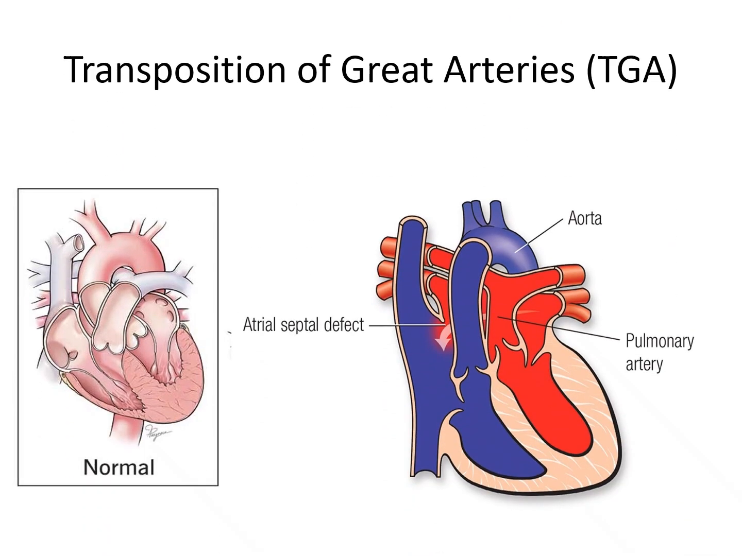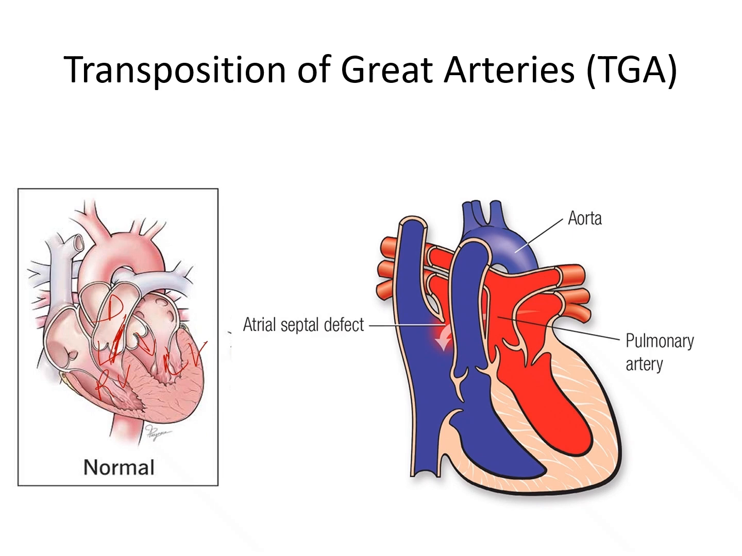Now the transposition of great arteries. As its name suggests, there is swapping of the pulmonary artery and the aorta at its origin. So what happens in normal? The pulmonary artery communicates with the right ventricle, whereas the aorta communicates with the left ventricle. And then the pulmonary artery carries the deoxygenated blood to the pulmonary system, whereas the aorta carries the oxygenated blood to the systemic circulation or to the body.